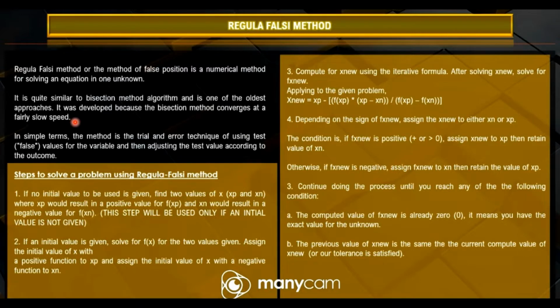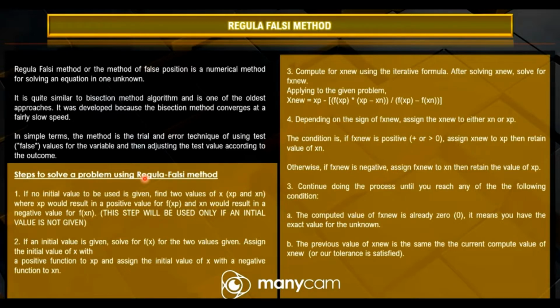In simple terms, the method is a trial and error technique of using test false values for the variable and then adjusting the test values according to the outcome. So what are the steps to solve the problem using this method? The steps to solve the problem using the Regula Falsi method.